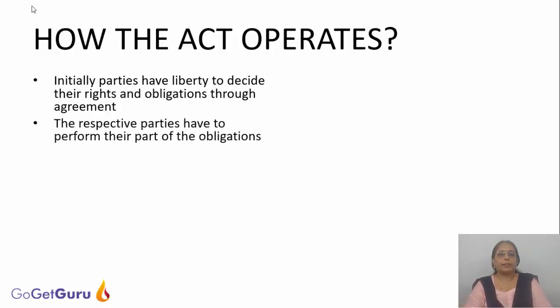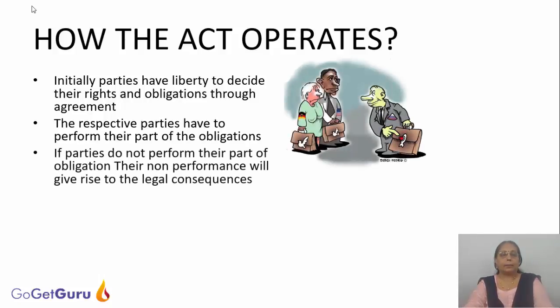Secondly, the respective parties have to perform their obligations. Once the contract is decided, and the performance to be done by each party is decided, they have to perform their part of the obligation. And what will happen if parties do not perform their part of the obligation? Their non-performance will give rise to some legal consequences. That is the aim and the object of the Indian Contract Act. So it gives rise to some legal consequences when a party does not perform their part of the contract.